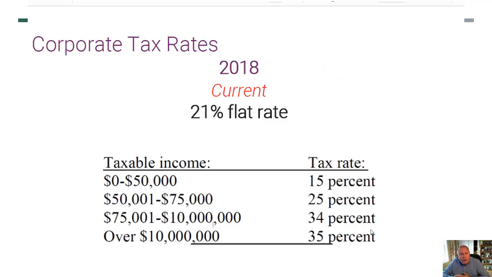The current tax rate for 2018 going forward is 21%. It's a flat rate. It used to be 15, 25, 34, 35. So the folks that benefit the most from this are big companies. If you have more than $10 million of income, your taxes went from 35 to 21. This was intended to be behavioral. Okay, we want you to go out and spend the money to make an investment in the company.